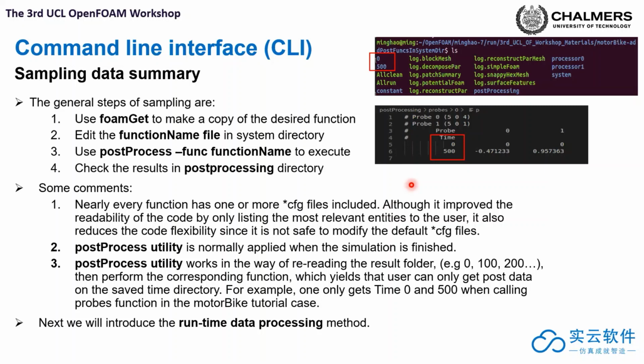But a lot of times we want to do runtime data processing. We don't want to save the result, let's say, every 10 iterations, but we want to save it every 500 iterations, but get post-processing data every 20 iterations. So how do we do that? In that case, we need this runtime data processing, which means that we don't need to wait until the simulation is finished to do the post-processing. The post-processing is done simultaneously with the simulation.